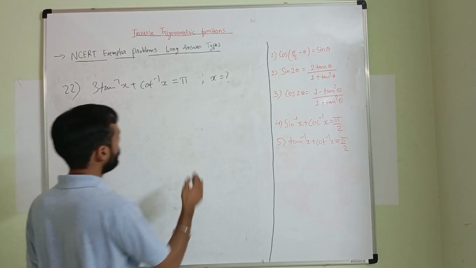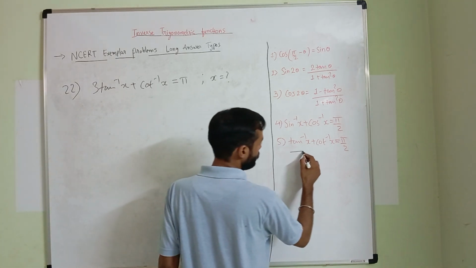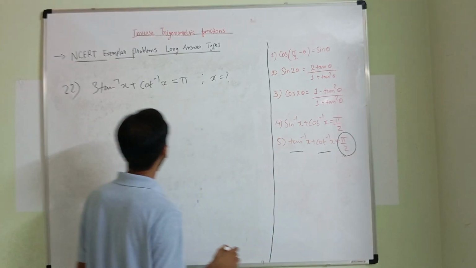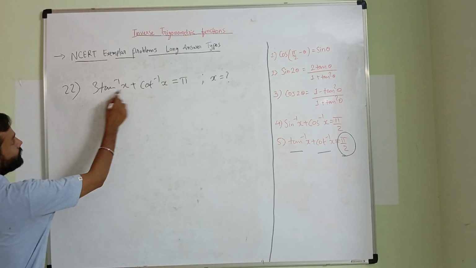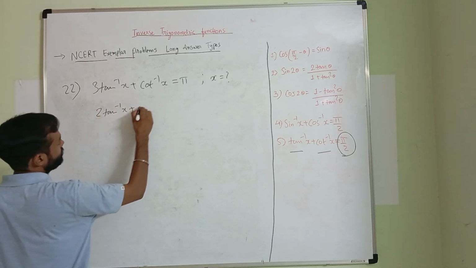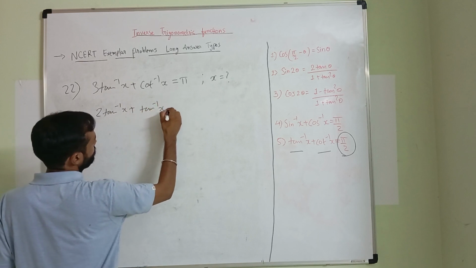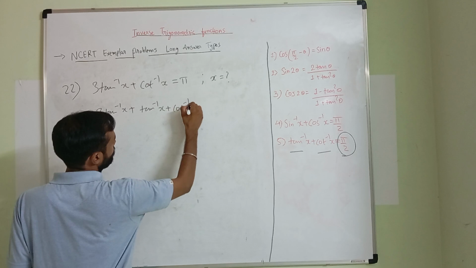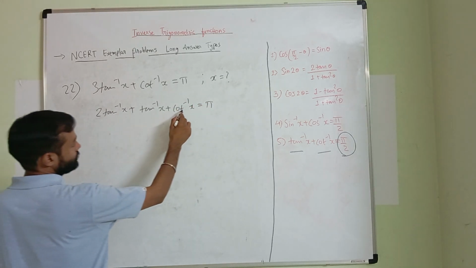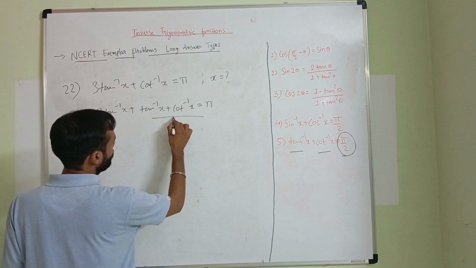Here we will apply this logic: tan inverse of x plus cot inverse of x is equal to pi by 2. Hence 3 tan inverse x can be written as 2 tan inverse x plus tan inverse of x plus cot inverse of x is equal to pi. In place of tan inverse x plus cot inverse x, we will write pi by 2.